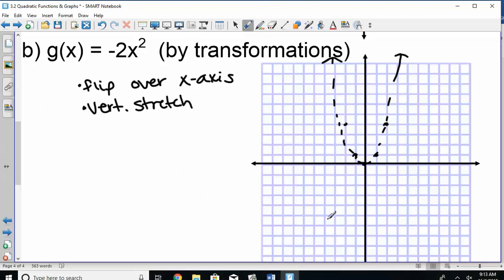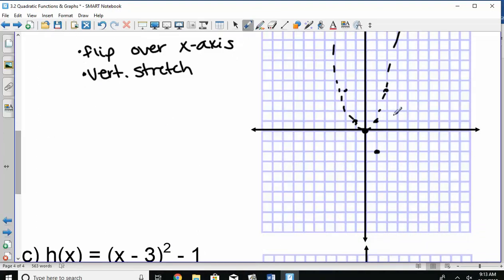Okay. The easiest way to do that is really just going through. These are outside, so they're applying to the y. We can just take our y's times negative 2. So this is a y value of 0. 0 times negative 2 is still 0. Y value of 1. 1 times negative 2 is negative 2. Y value of 4. 4 times negative 2 is negative 8.